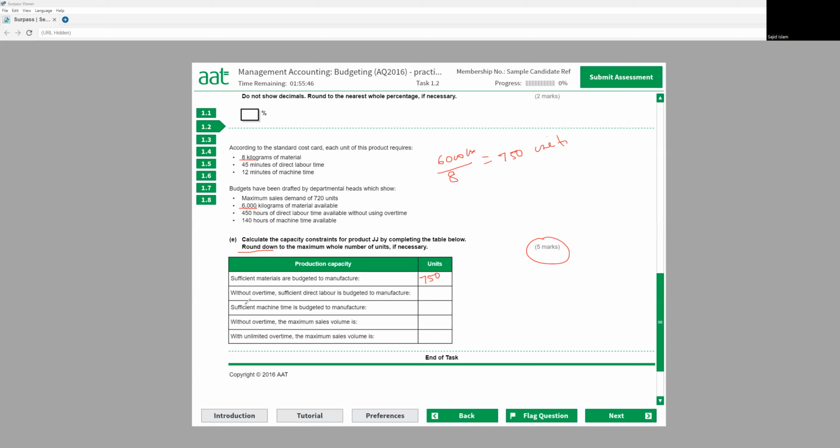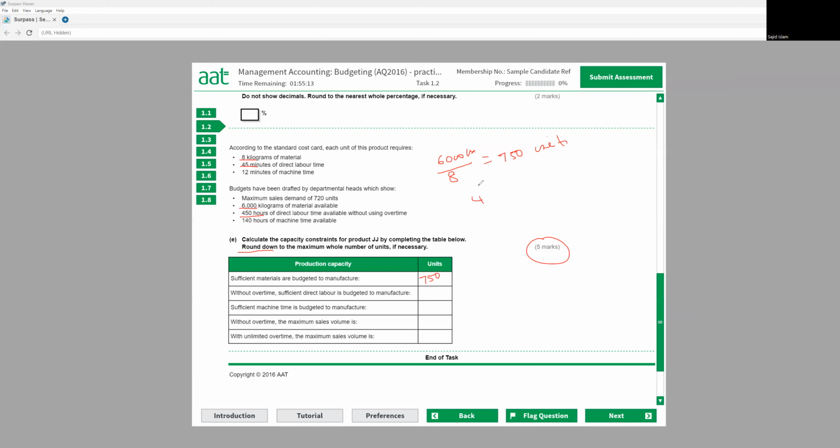The next one says, without overtime, sufficient direct labor is budgeted to manufacture. Without overtime, we have 450 hours. And to make one unit, we need 45 minutes. So this is hours, this is minutes, and we need to change it. Either we make the 45 minutes into hours, that is 0.75, or we convert the 450 hours into minutes, multiplying by 60 per hour.